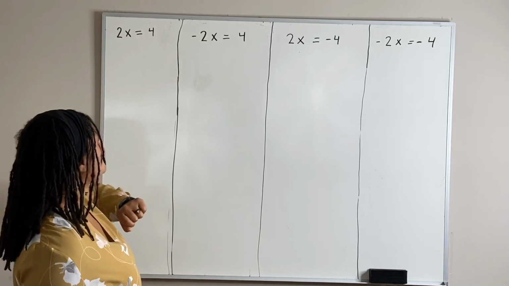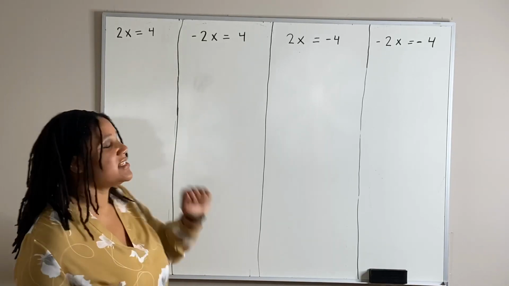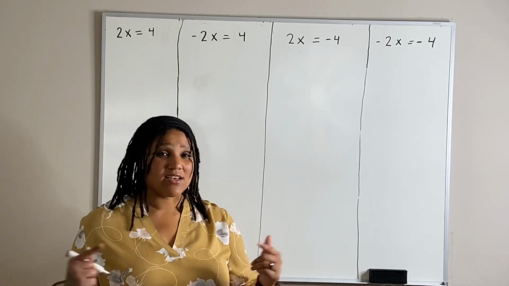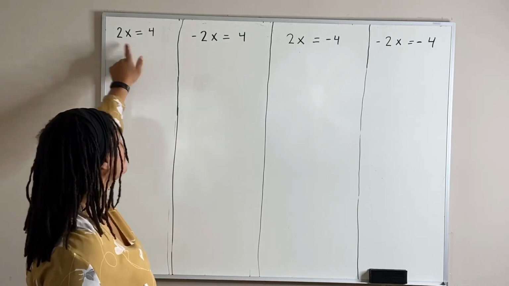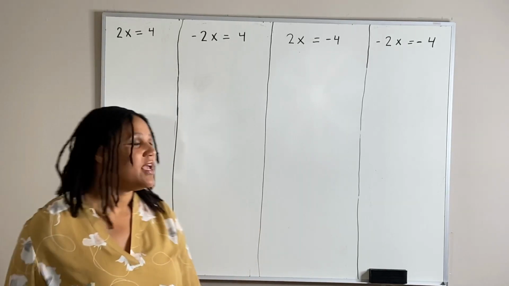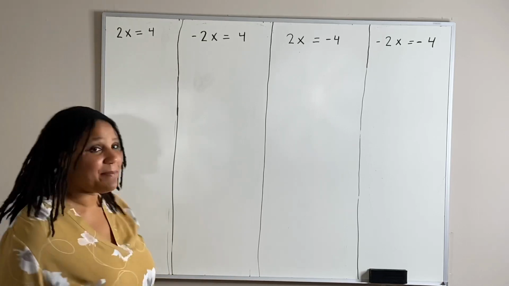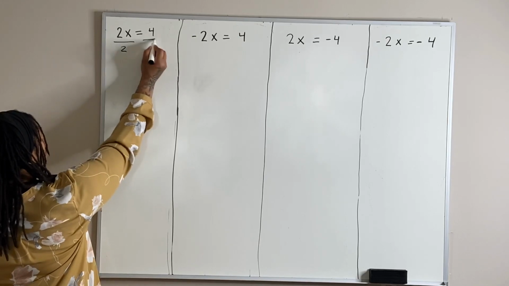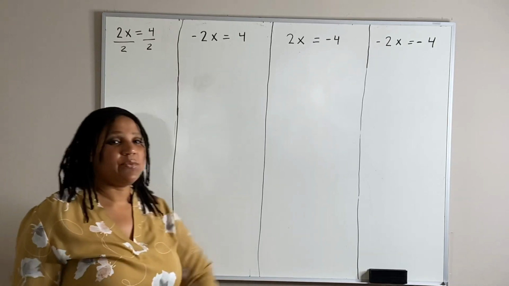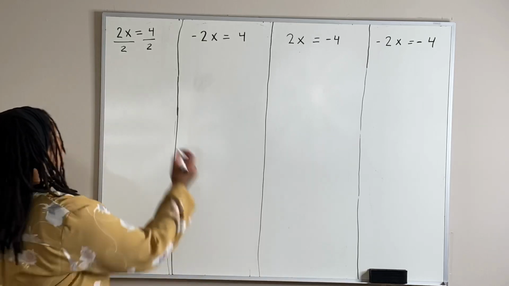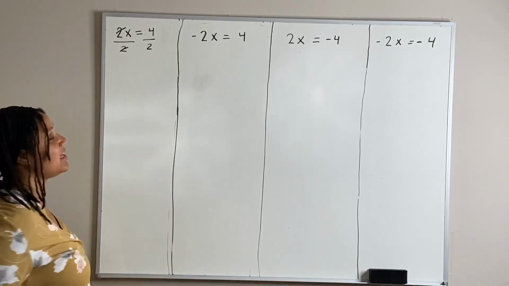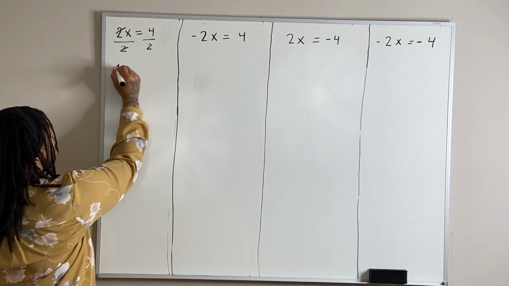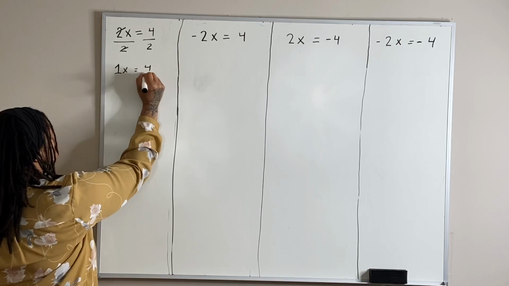Okay, so we have a number attached to the x. So 2x is the same as 2 times x. So we need to do the opposite of multiplication because we have a multiplication situation going on. So in order to do the opposite of multiplication, we need to divide both sides by 2. So when we divide both sides by 2, the 2's cancel, okay? And we are left with just a 1x, okay? So now we have 1x is equal to 4 over 2.